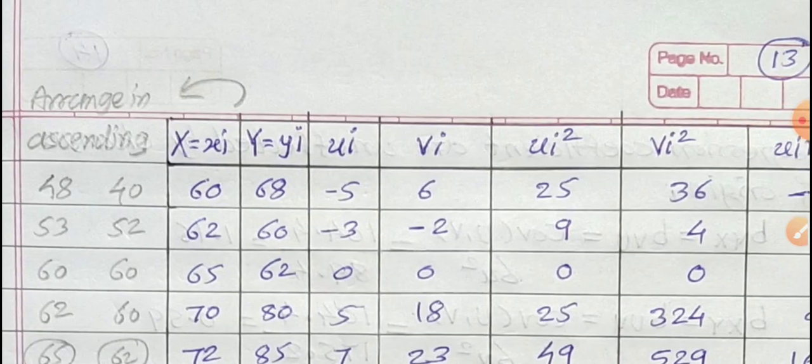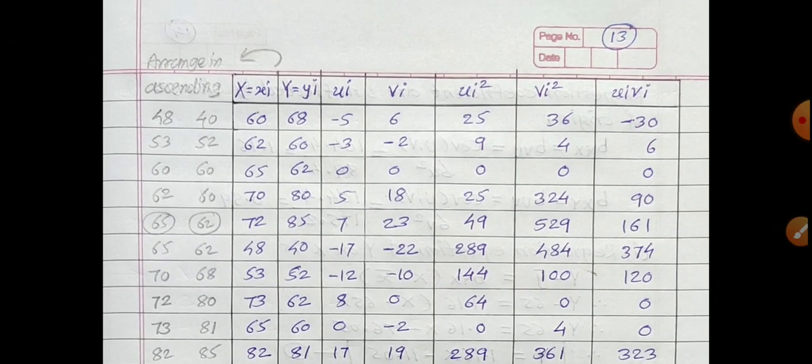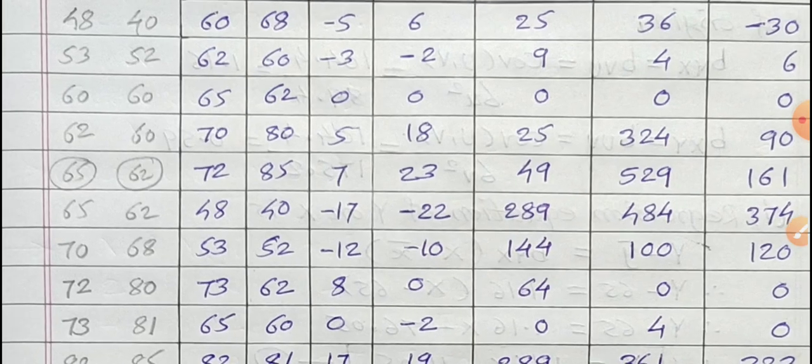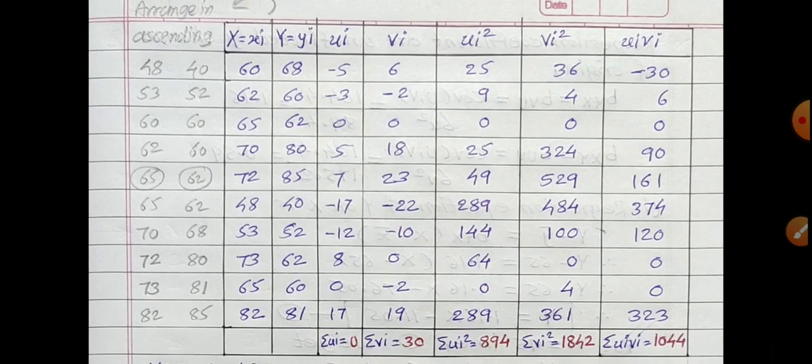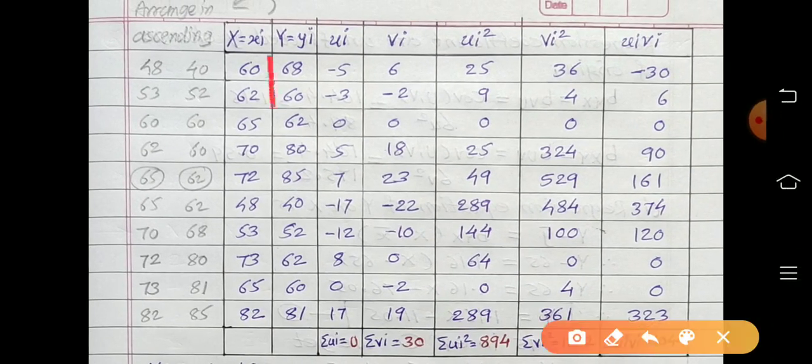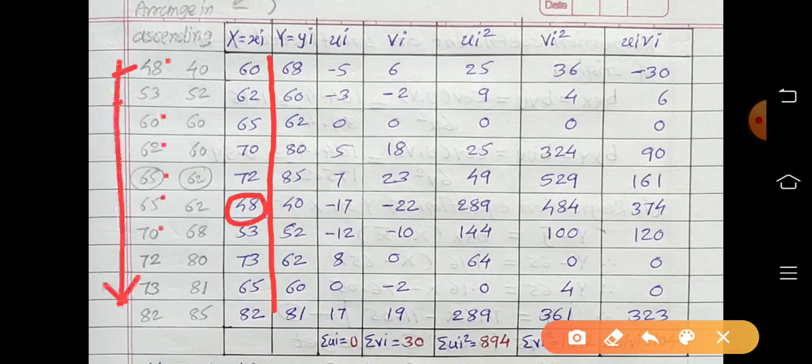Now check. First of all, write the values of x and y in the first two columns, and arrange all values of x and y. First, we arrange the values of x in ascending order. What is the lowest value? That is 48. So that value we write first, then 53. In this way we arrange all x values in ascending order. How many values are given here? 1 2 3 4 5 6 7 8 9 10. So there are 10 values.